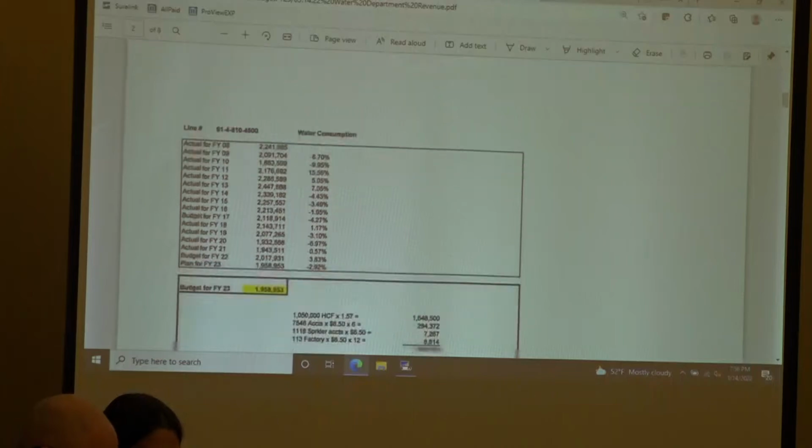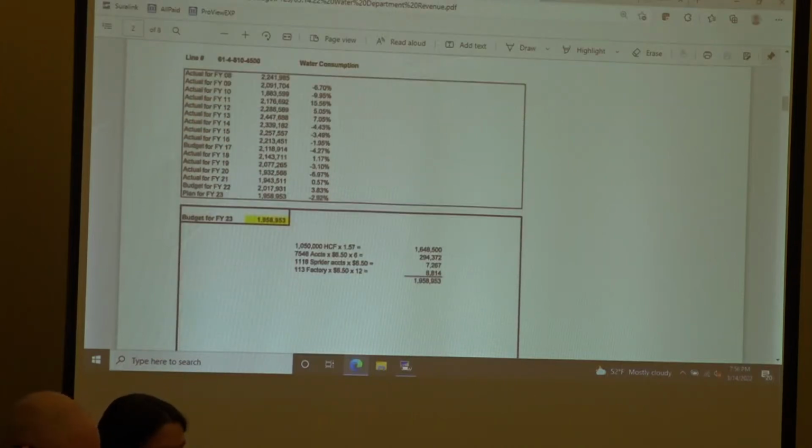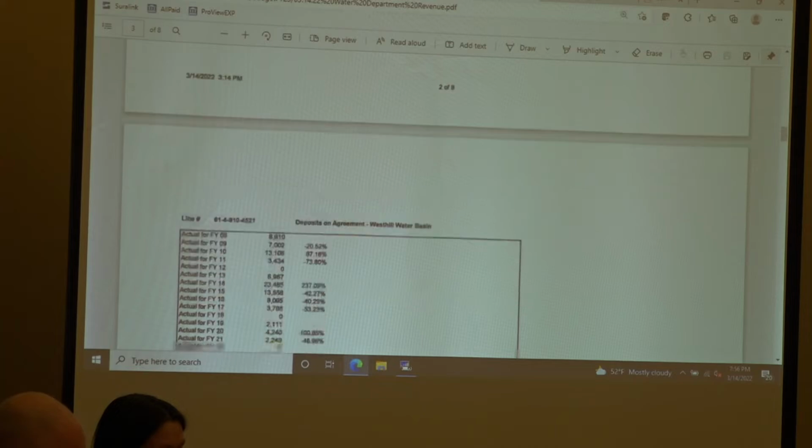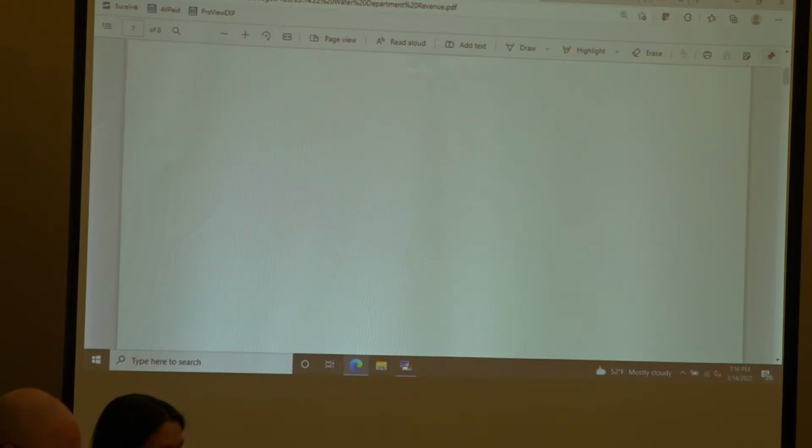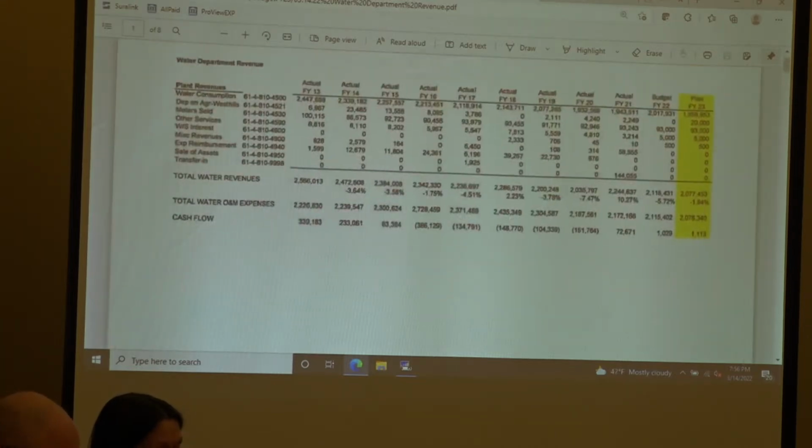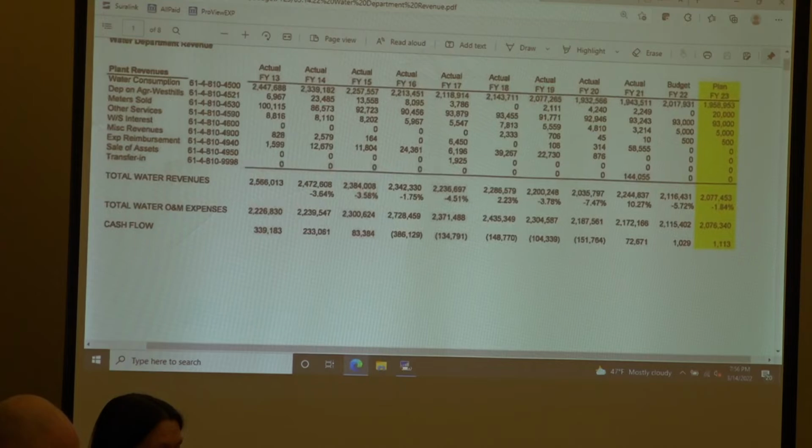We've got deposits on agreement at West Hills at $20,000. That number is again a plug number, based on, as we have when we set up recapture ordinances, that's where the revenues from those recaptures will show up as a revenue source. That's basically a plug number, so that's based on development activity.